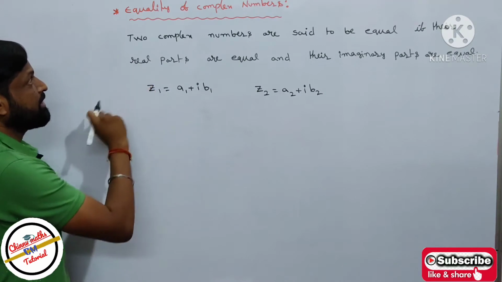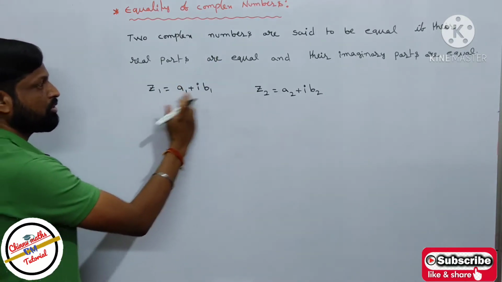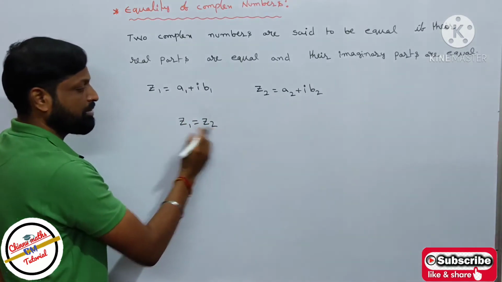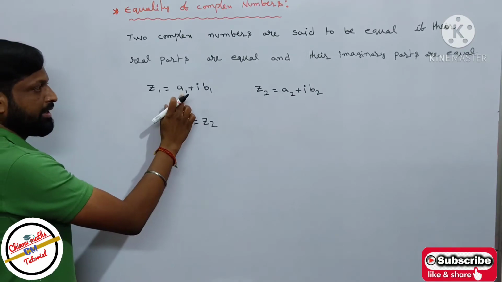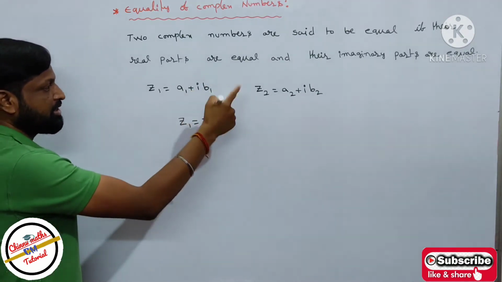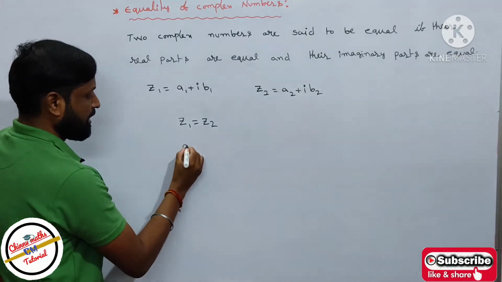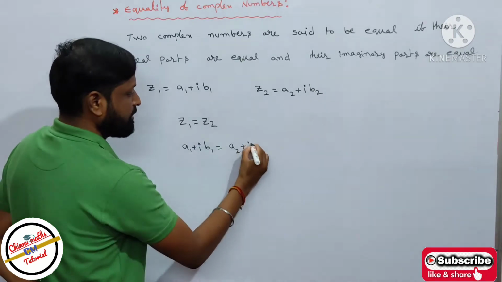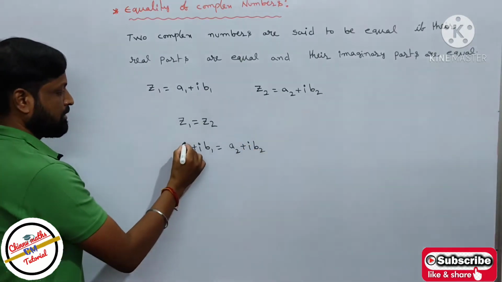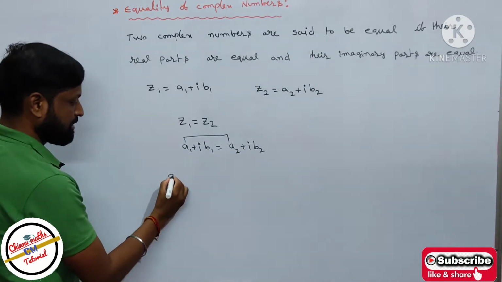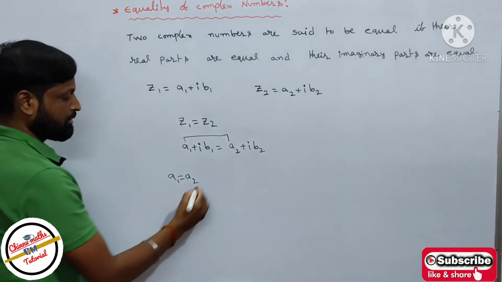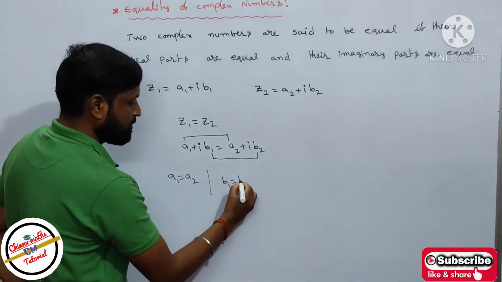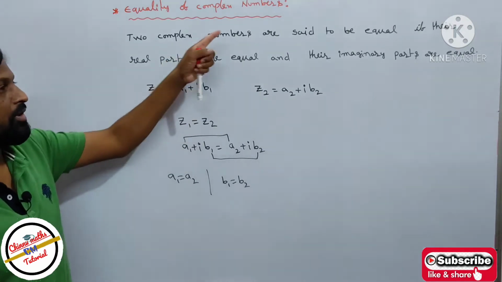So what is equality of complex numbers? Suppose the two complex numbers are equal, that means z1 equal to z2. Two complex numbers are equal if their real parts are equal and their imaginary parts are equal. So that means a1 plus i into b1 equal to a2 plus i into b2. Real parts are equal, so a1 equal to a2. Next, imaginary parts are equal, that is b1 equal to b2. It is the condition for equality of complex numbers.